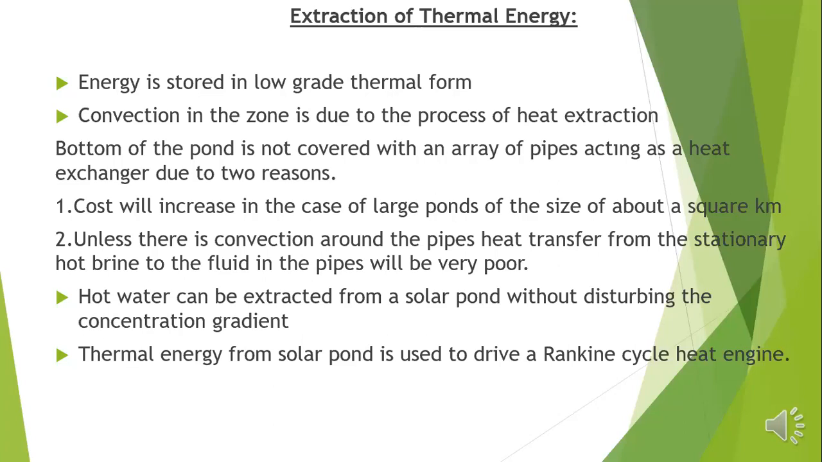with some adjustment. That is, we have to do this adjustment without disturbing the non-convective salt gradient zone above. The non-convective zone should not be disturbed, but we still have to extract the thermal energy for our production of electricity. So hot water can be extracted from the solar pond without disturbing the concentration gradient.